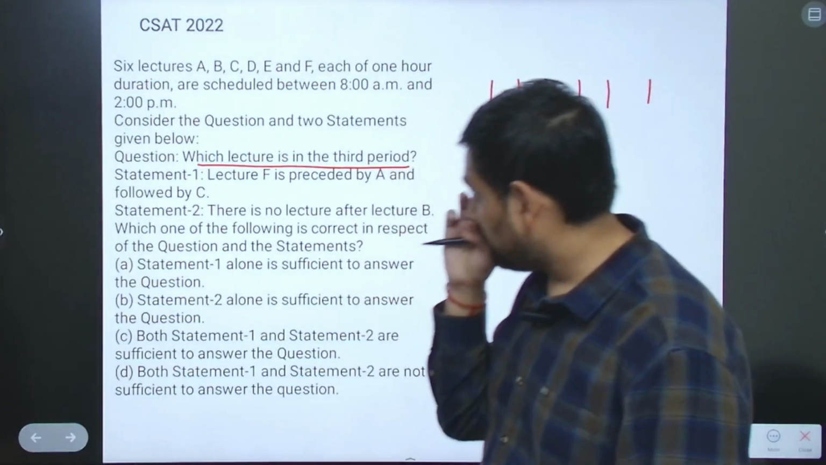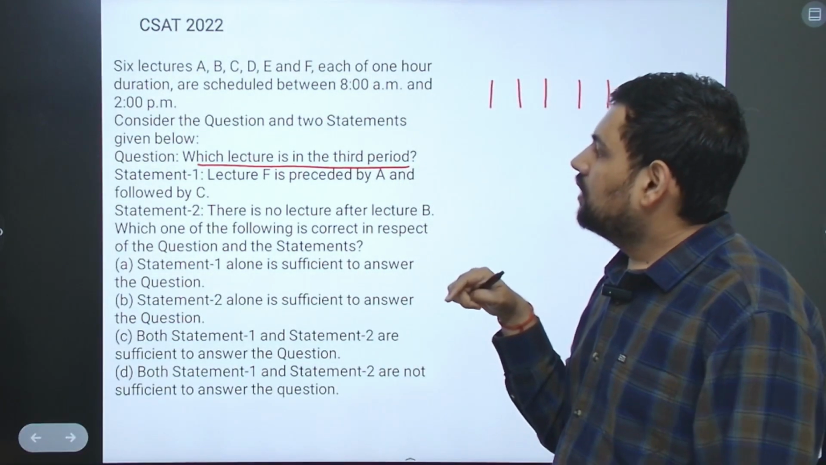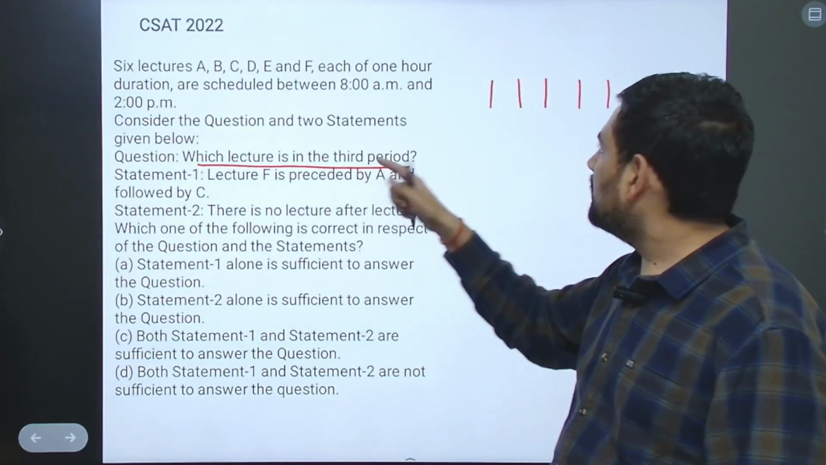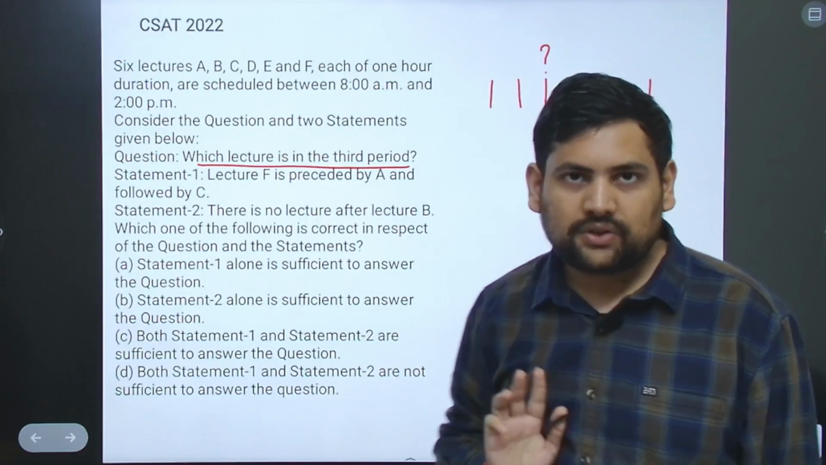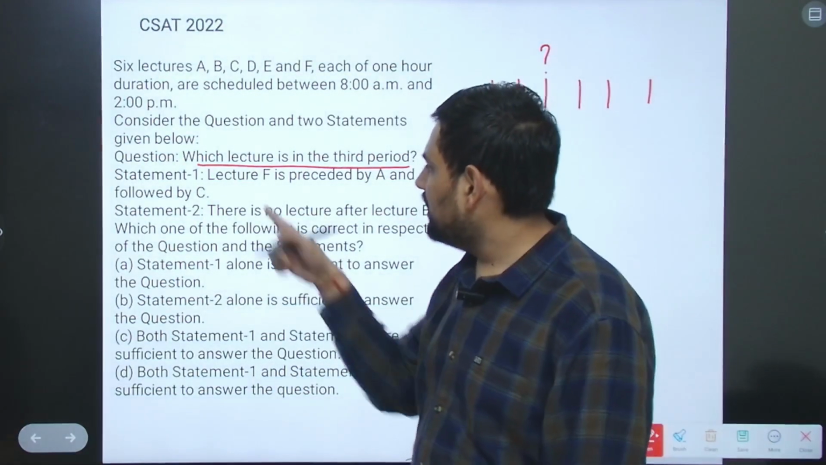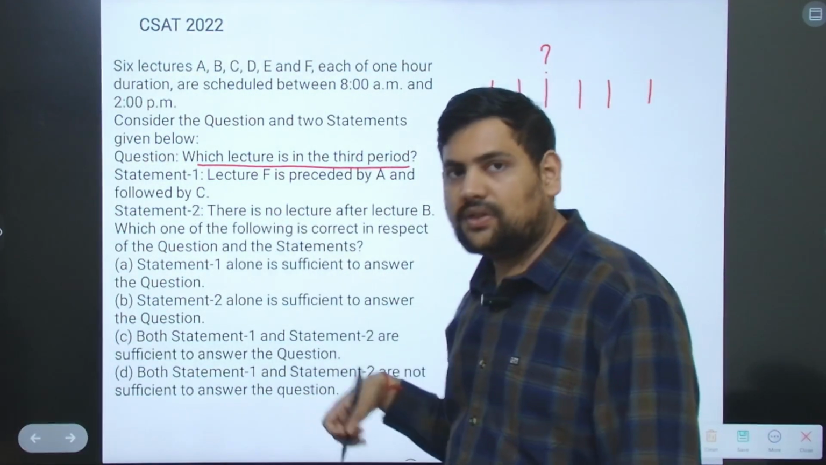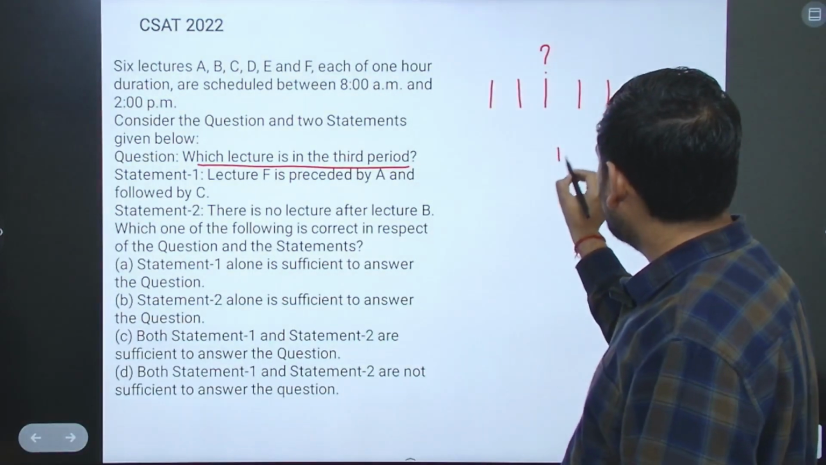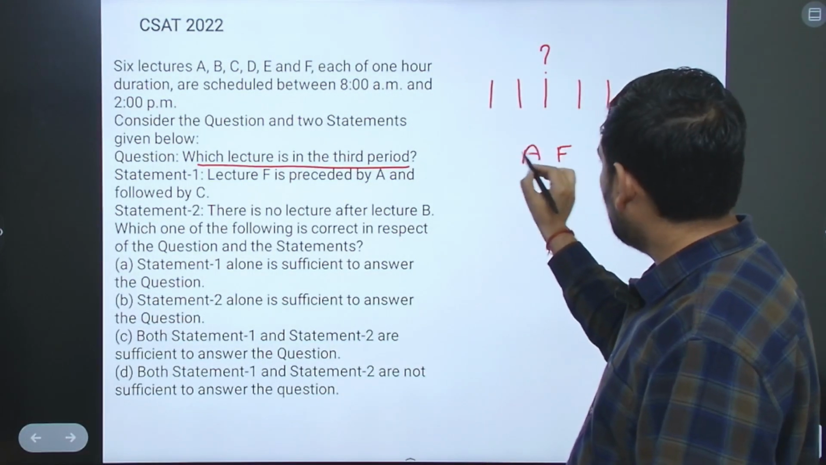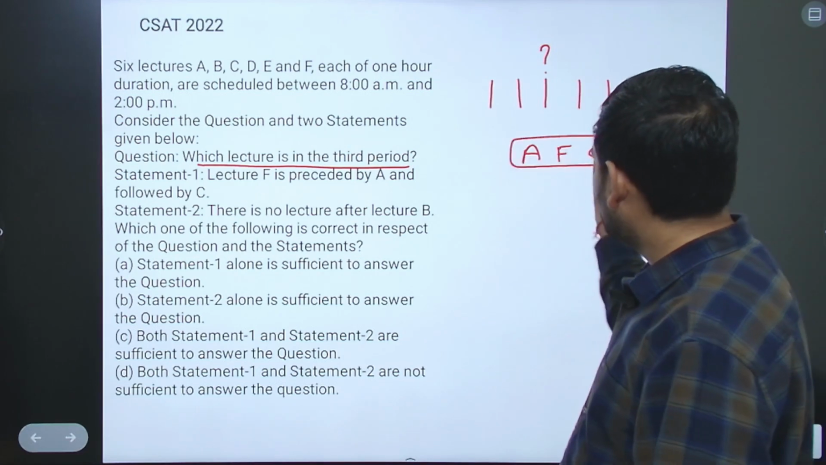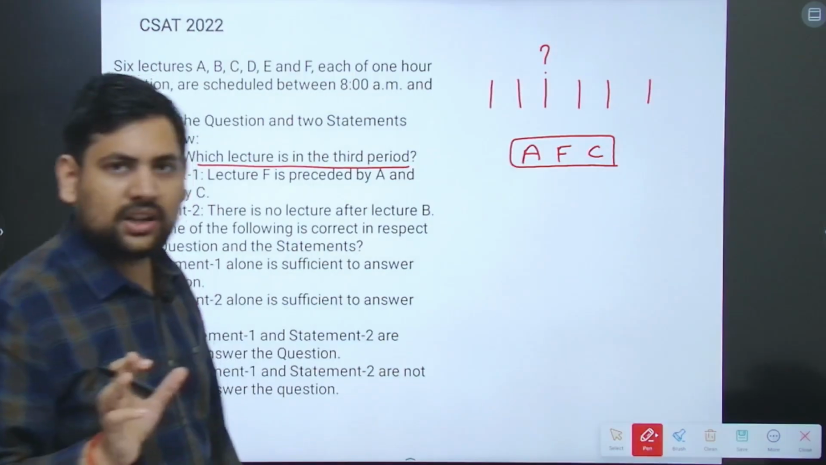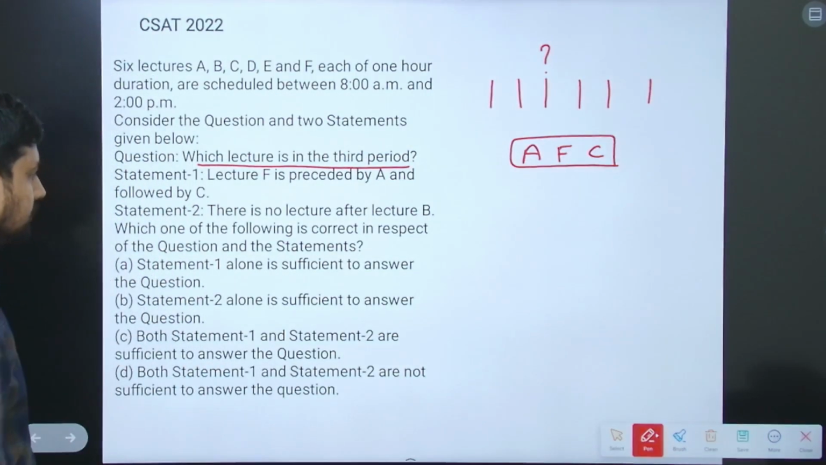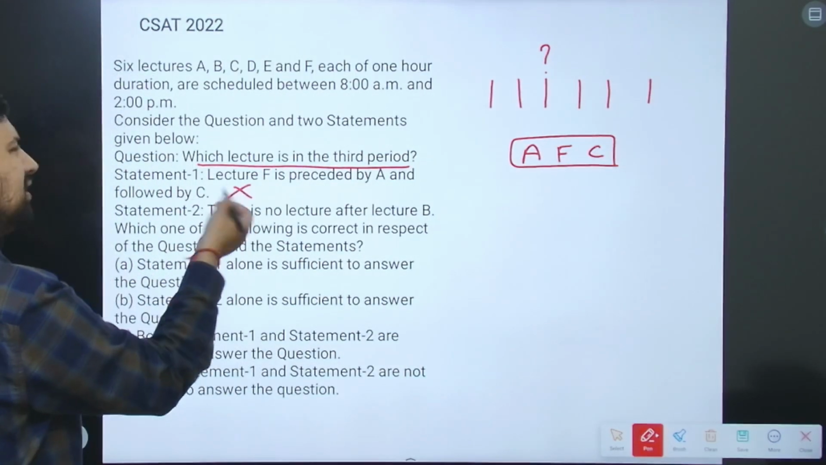Now, the question: I need to tell which is the third period. So 1, 2, 3, ये पूछा है. This is what I want to find. Now, the first statement is lecture F is preceded by A and followed by C. So wherever F is, it is preceded by A and followed by C. So they make a chunk of 3. Now, I don't know where they will be placed, but they make a chunk of 3. Is this enough? No, of course not enough.